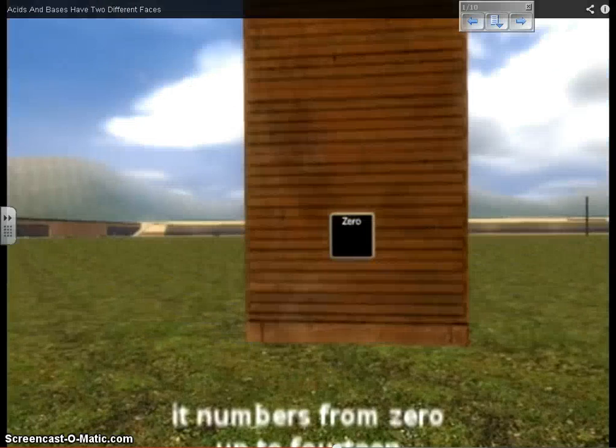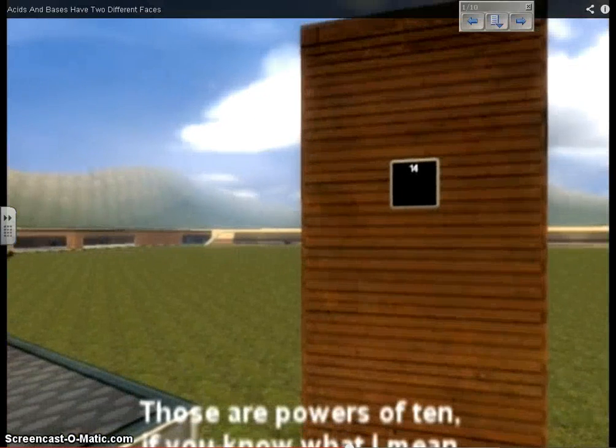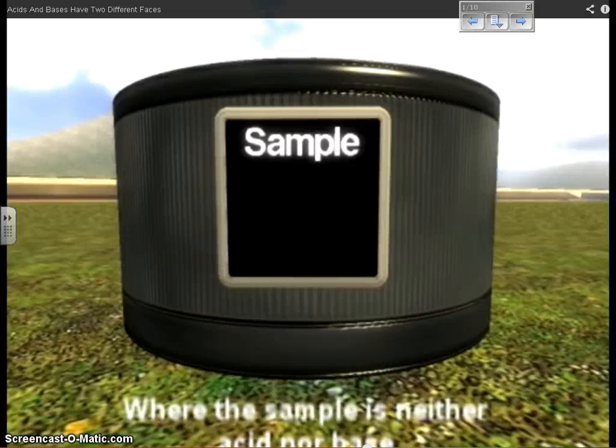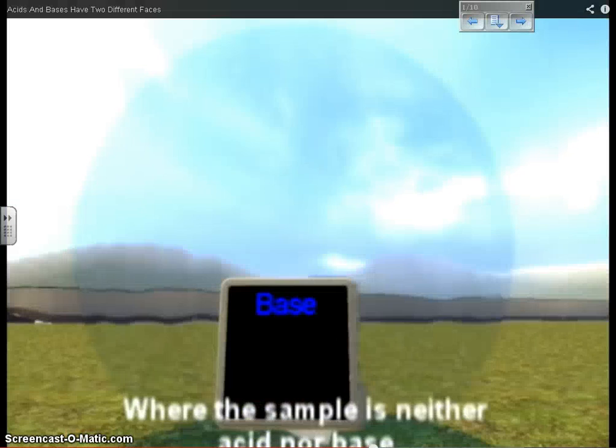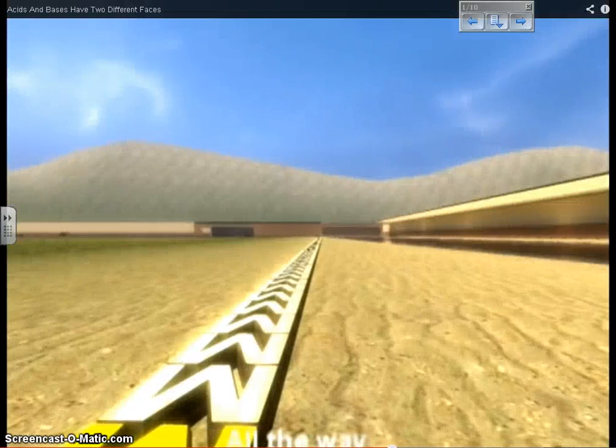Well, there's even more to this wonderful tale, something we call a pH scale. It numbers from 0 up to 14. Those are powers of 10, if you know what I mean. When the pH is 7, then it's a case where the sample is neither acid nor base. But less than 7, it's an acid, we say. More than 7, it's a base all the way.